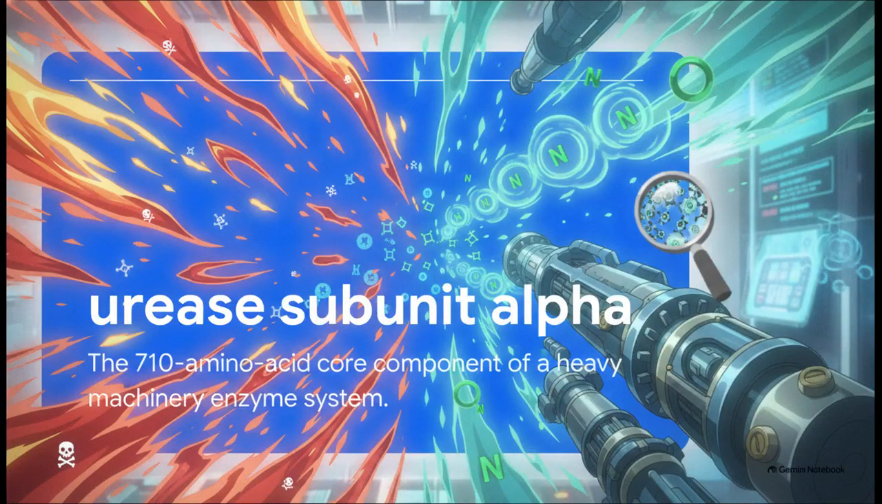Now, once it's firmly anchored, the bacteria has to survive the host's chemical defenses. Our genomic data shows a massive investment in nitrogen and urea processing. The core of this operation is the urease subunit alpha. This is a heavy piece of enzymatic machinery clocking in at 710 amino acids. Urease enzymes allow bacteria to break down urea, which can neutralize acidic environments and allow the bacteria to extract vital nitrogen to rapidly fuel its own growth. It is, quite literally, the ultimate survival kit for a hostile environment.